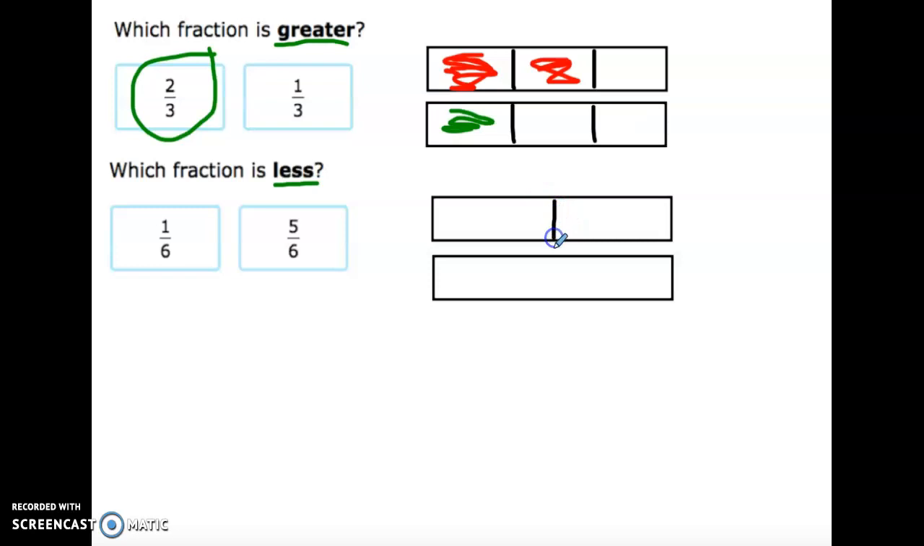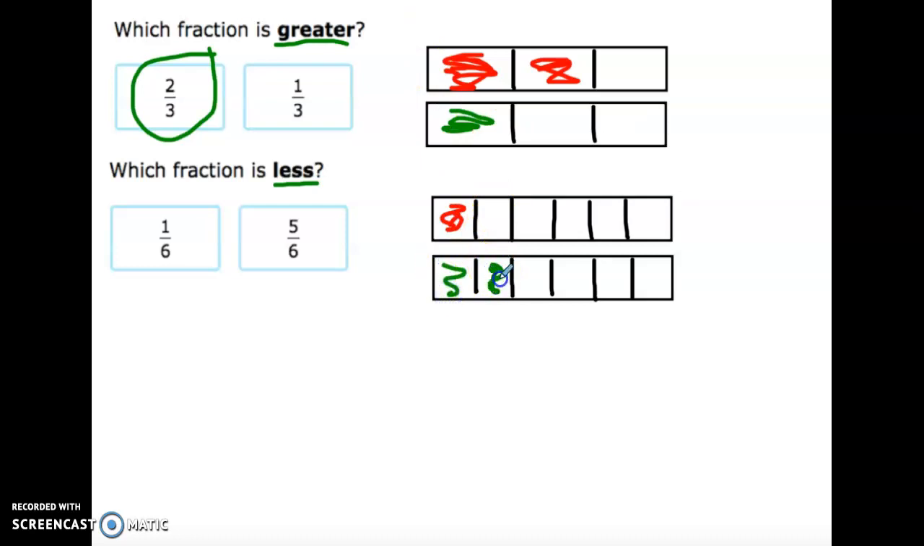So we're going to draw in sixths. So we'll make these into sixths. And we'll again line them up the best we can. If we have bottom numbers that are the same, these are the easier fractions to compare because the bottom number, the denominator, tells how many pieces the whole thing is being broken up into. So since it's sixths for both of them, they have equal pieces. So my first one I'm shading in 1/6. My second one I'm shading in 5/6.